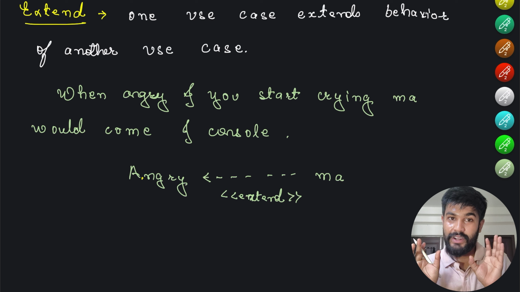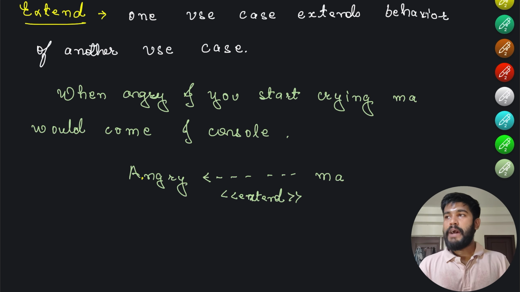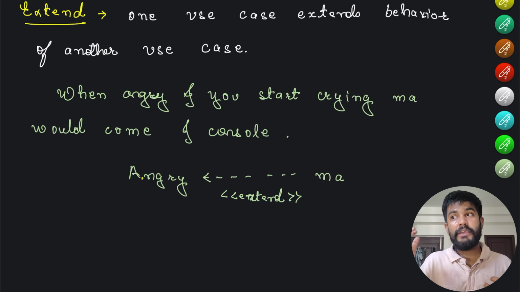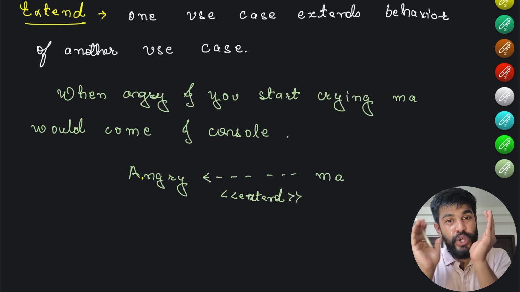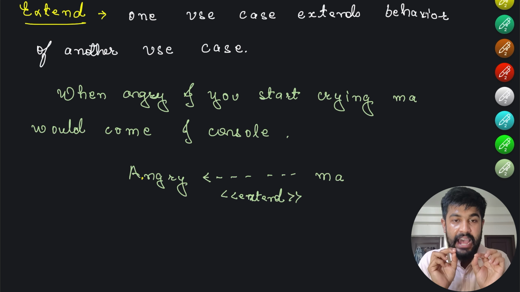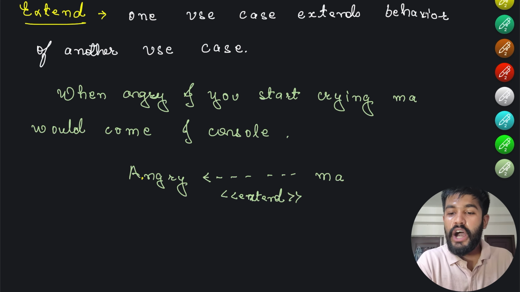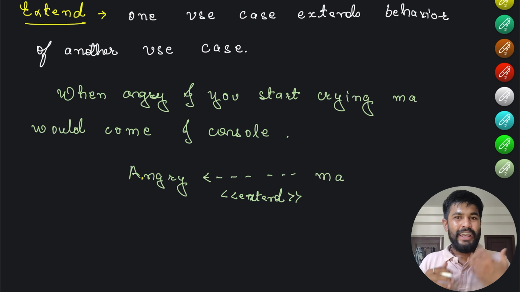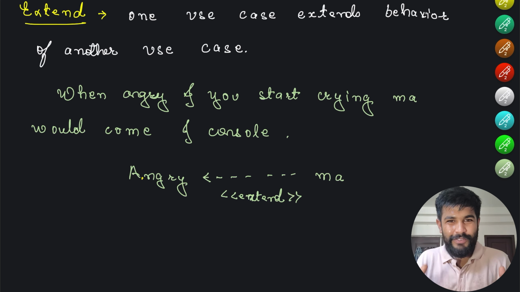This is important. Let's say, based on a condition, I initiated a transfer, my balance was good enough, more than 1000, and the transfer was initiated, but let's say my friend's account was blocked. On that condition, the transfer would fail. This is an example of an extend relationship: based on a condition, a use case extends the behavior of another use case. Now, enough of understanding.